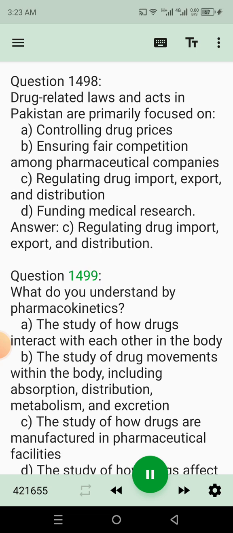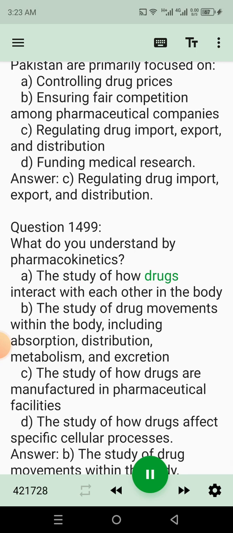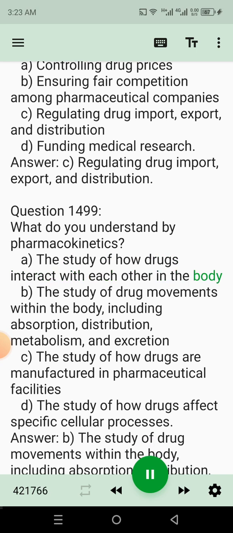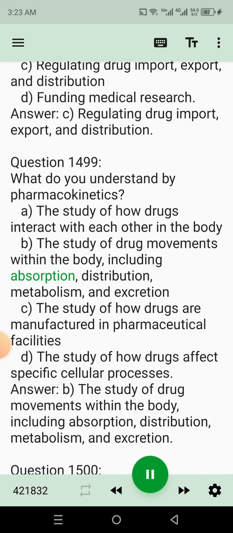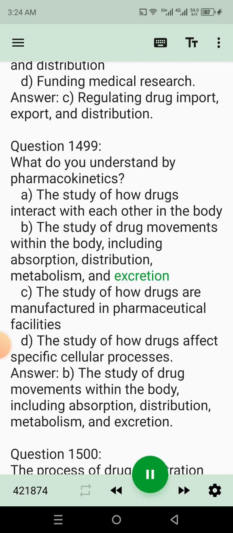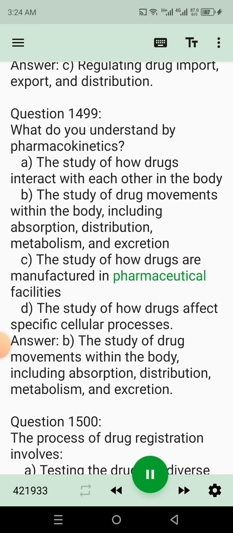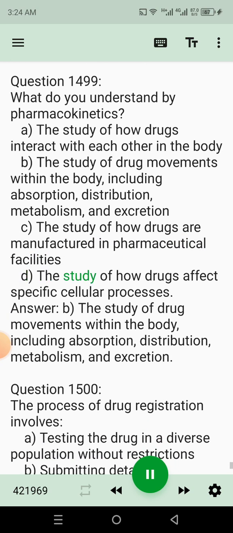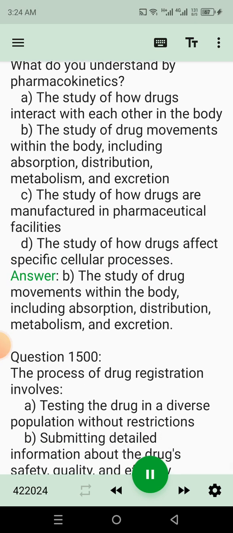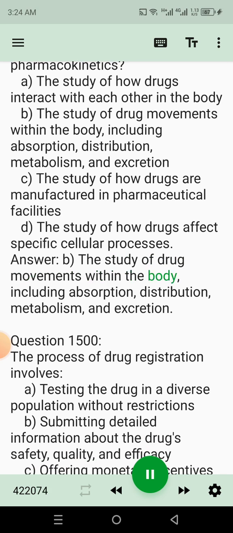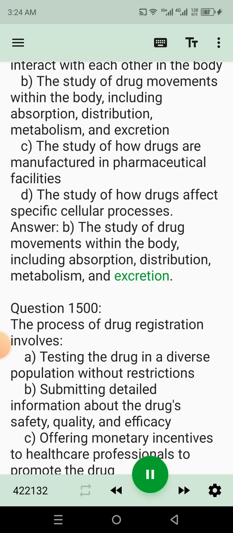Question 1499. What do you understand by pharmacokinetics? A. The study of how drugs interact with each other in the body. B. The study of drug movements within the body, including absorption, distribution, metabolism, and excretion. C. The study of how drugs are manufactured in pharmaceutical facilities. D. The study of how drugs affect specific cellular processes. Answer: B. The study of drug movements within the body, including absorption, distribution, metabolism, and excretion.